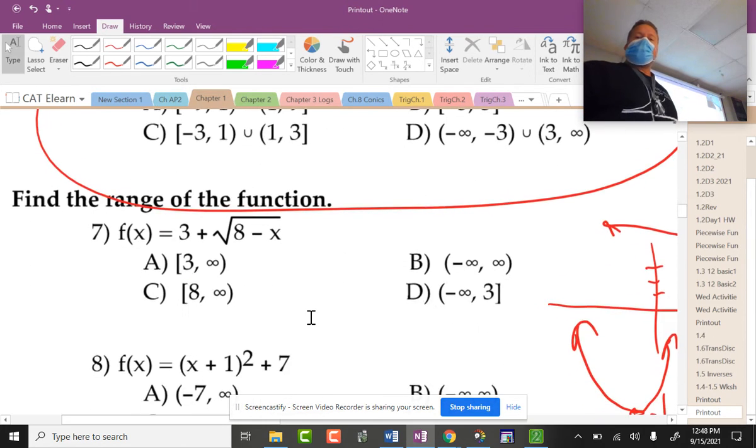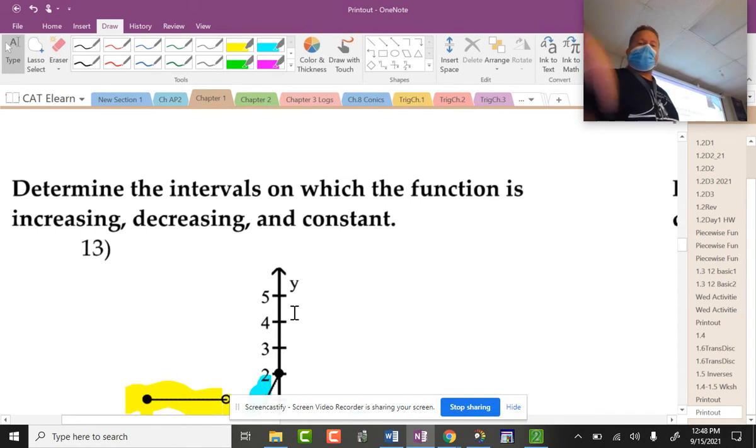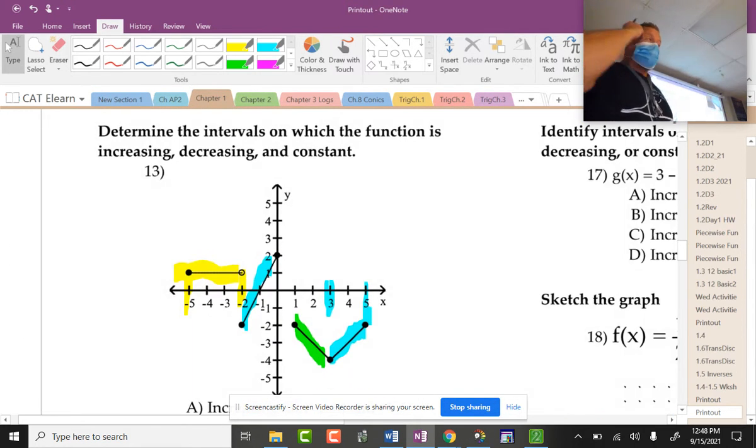Okay, page 2, anything? Otherwise, we'll turn that in and then we'll go into our contest. Page 2, anything? Just throw out a number.